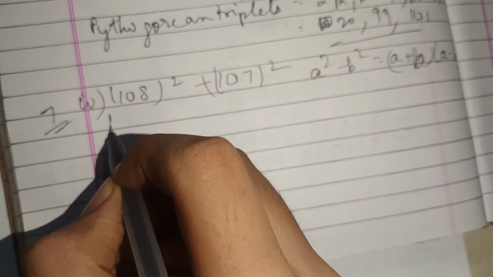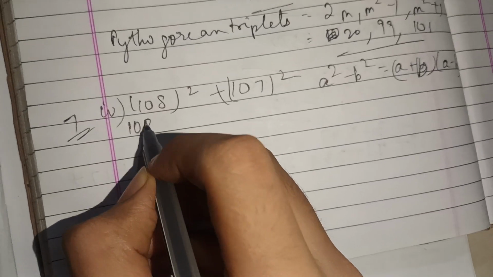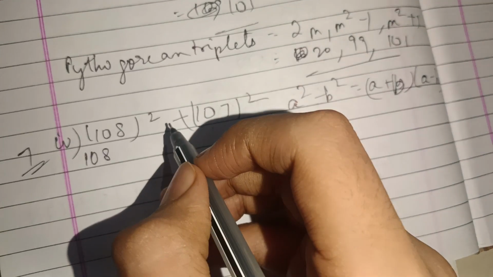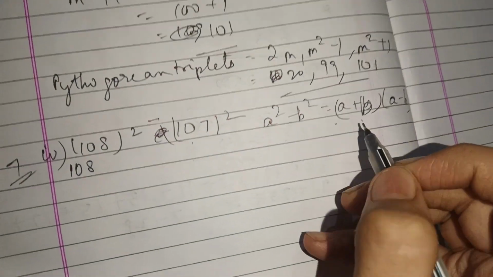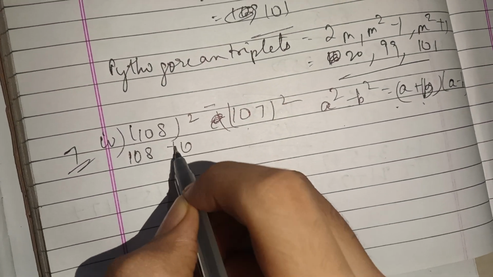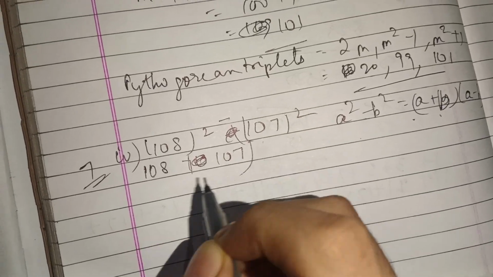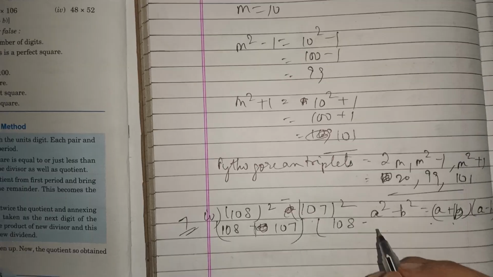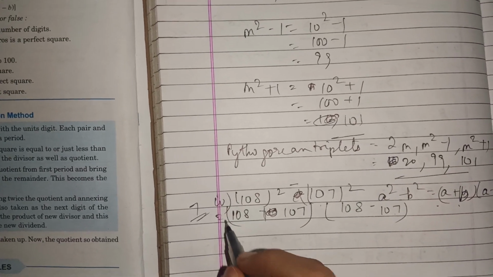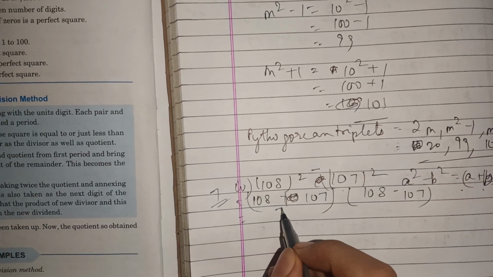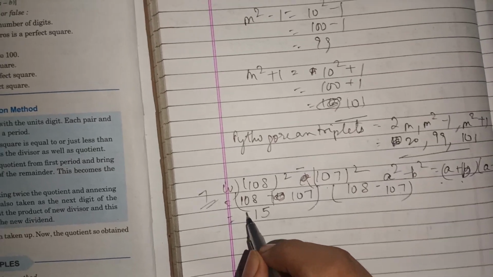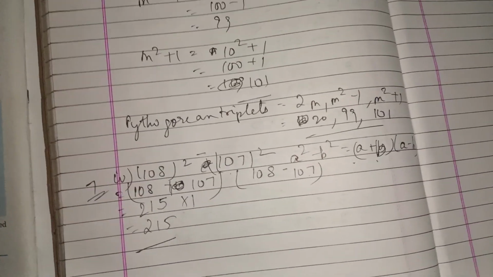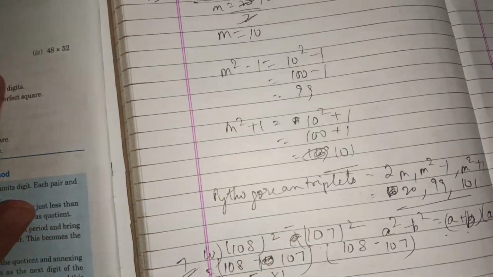So what is that? 108. It is a square minus b square. Sorry, it is not plus, it is minus sign only. Okay, a plus b, then a minus b, that is 108 minus 107, that is how much? 215. Is that clear? You have to write this way.